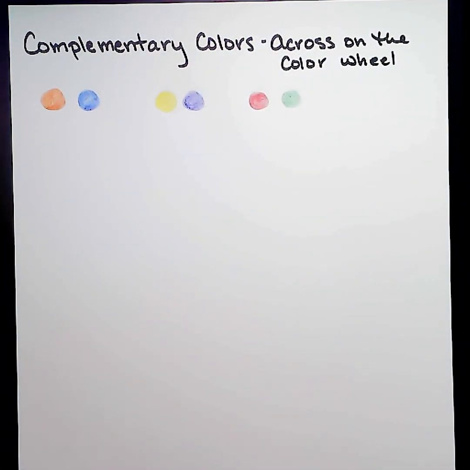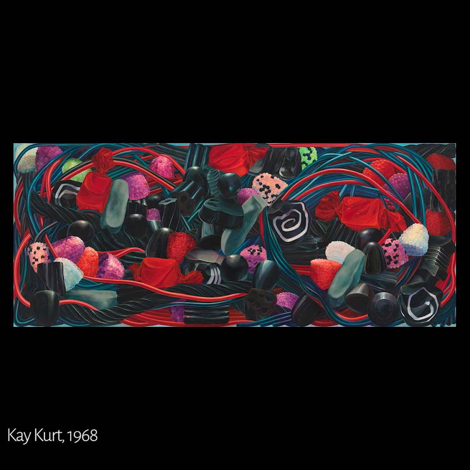So here's an example of complementary colors from an artist named Kay Kurt, and the painting is called Ever Eat Anything That Made You Feel Like a Saturday Night on a Tuesday Afternoon. So in this artwork, one of the most striking things that pops out is the red against the green in the background. Remember, red and green are complementary colors, so they're directly opposite of each other on the color wheel. When artists use these colors side by side, they create a strong contrast that makes the colors appear more intense.